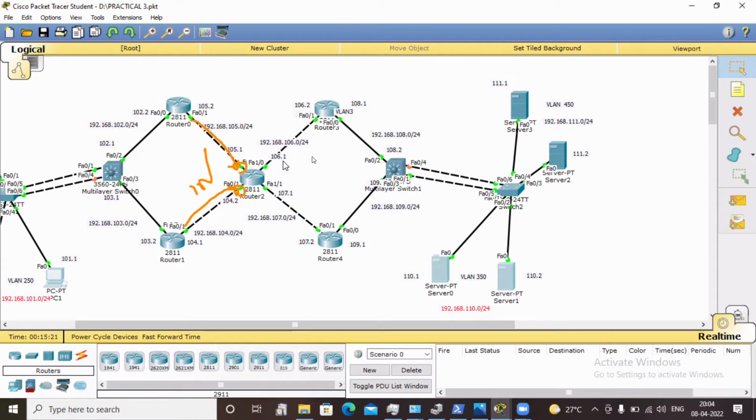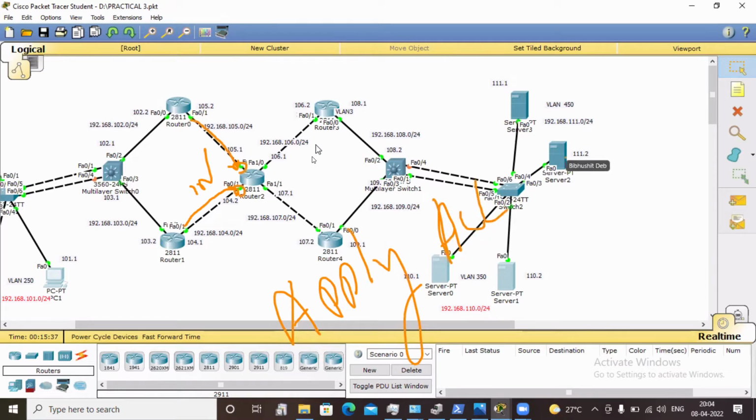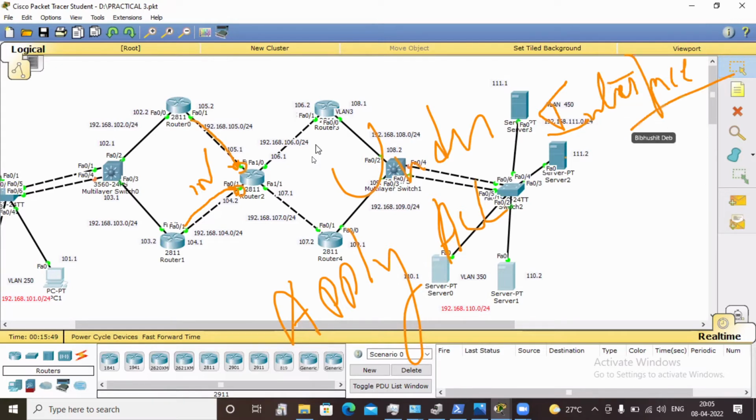Okay, what happened? How do you apply the ACL? You have to apply the ACL. What exactly is taking so much time? How do you apply ACL under the interface? Which command are you using for standard ACL?